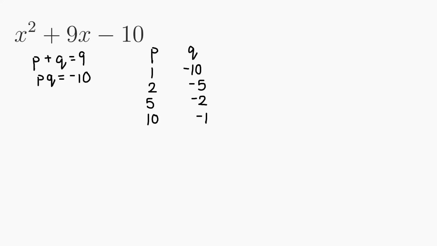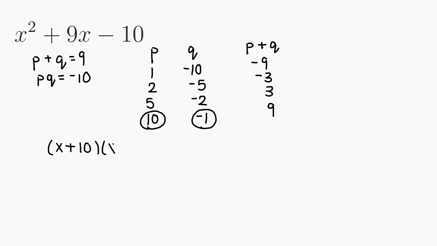So now, let's go through p plus q. 1 minus 10 is negative 9. 2 minus 5 is negative 3. 5 minus 2 is positive 3. And 10 minus 1 is 9. So we know our answer is 10 and negative 1. So we can write x plus 10 and x minus 1 as our factored form.